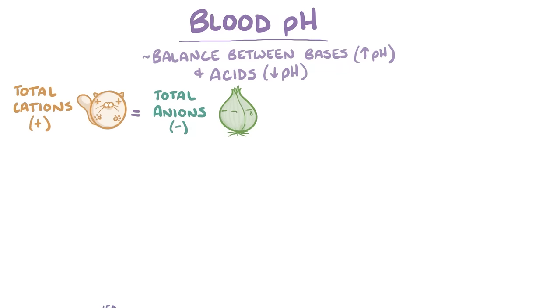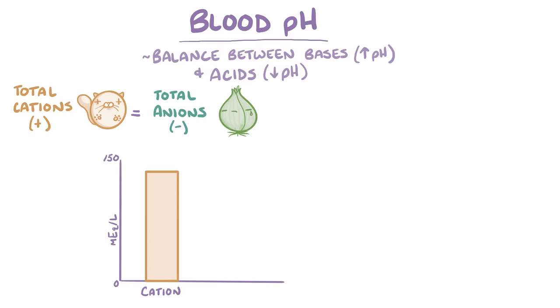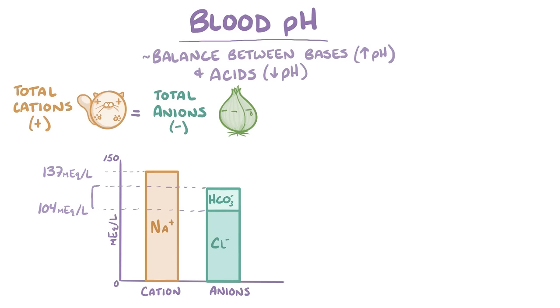Now, not all of the ions are easy or convenient to measure, so typically only 3 get measured. The dominant cation, sodium, or Na+, which is typically around 137 milliequivalents per liter, and the 2 dominant anions, chloride or Cl-, which is about 104 milliequivalents per liter, and bicarbonate, which is around 24 milliequivalents per liter.